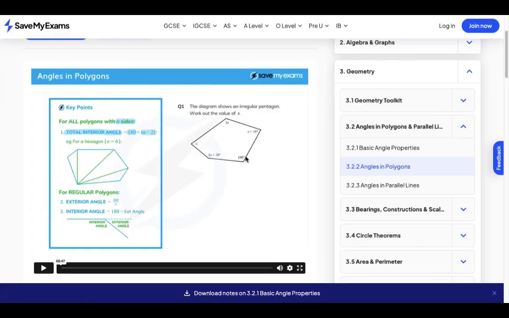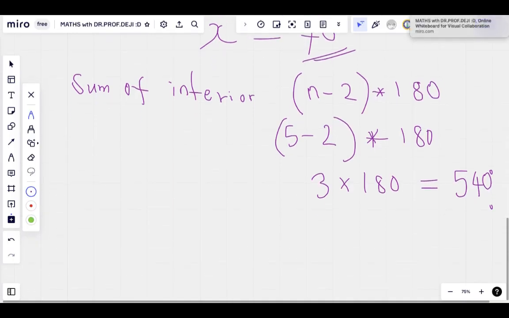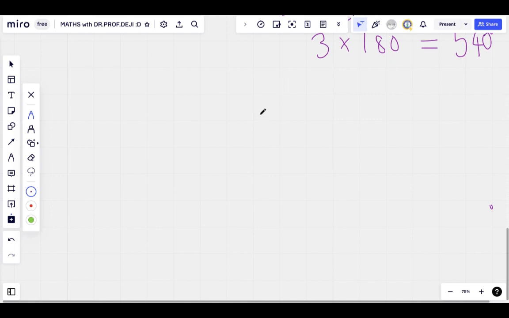Okay. Now for this question, we're going to copy this question and solve it. They say we should find the value of x. We can draw this pentagon any way we want, as long as we are not too far from the real diagram. So let's take a look at the pentagon that they drew for us. Question number 3.